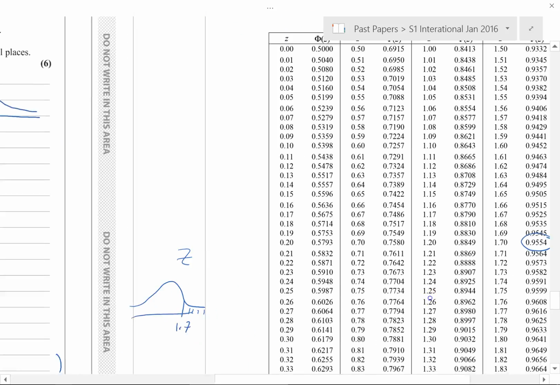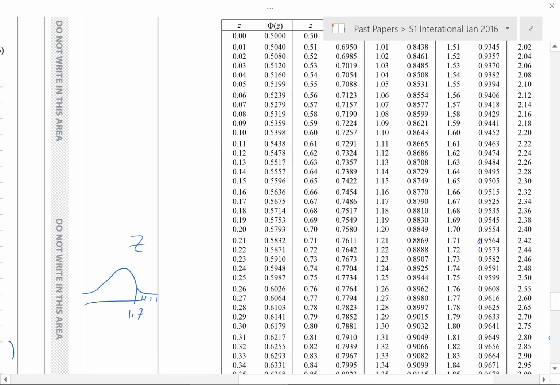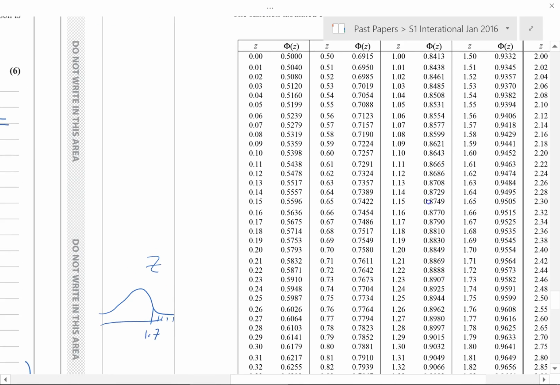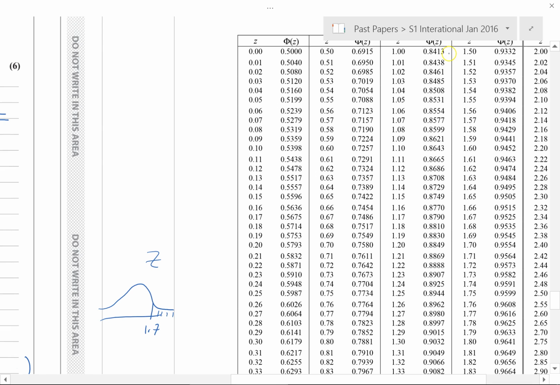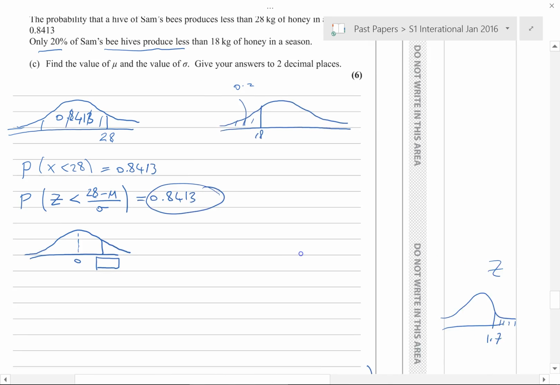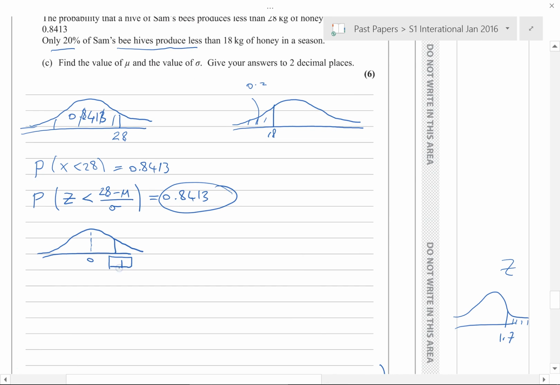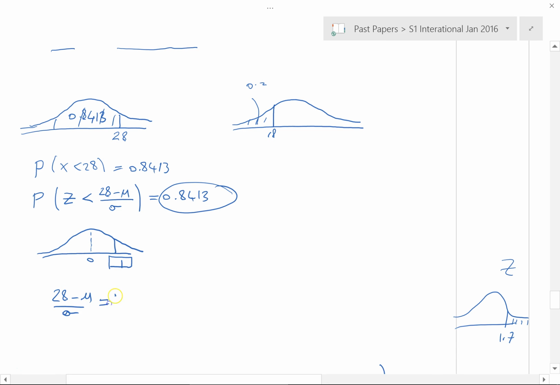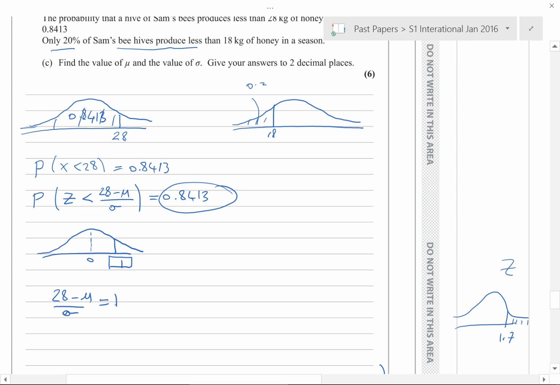Now these numbers we can look in here. We're looking for the numbers backwards. When you're given the numbers to 4 significant figures like that, the chances are it's going to be bang on something. 0.8413 is 1, so our Z value is 1. That gives us that 28 minus mu over sigma equals 1. Really don't know why it's flickering like that. Then let's do the next part.